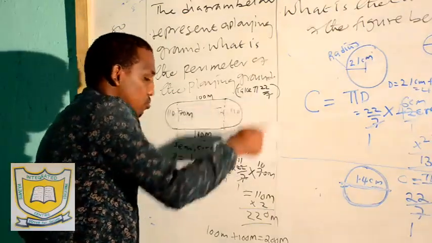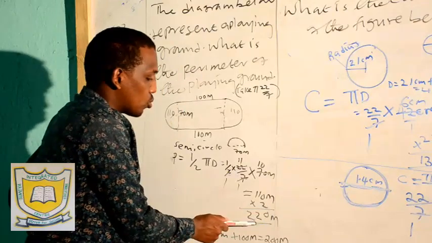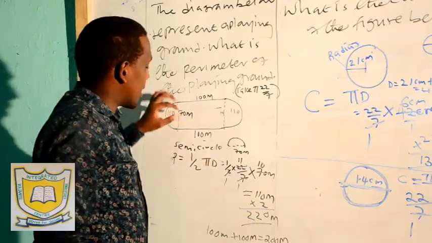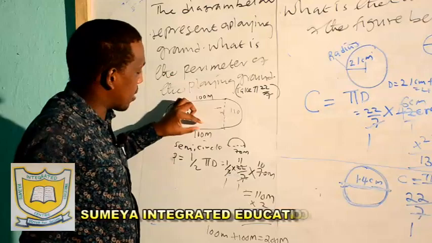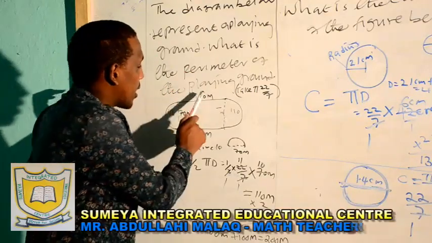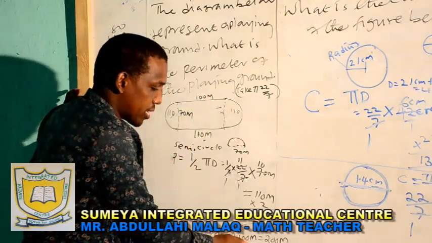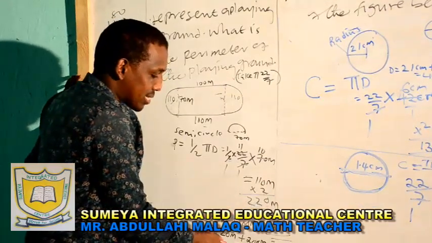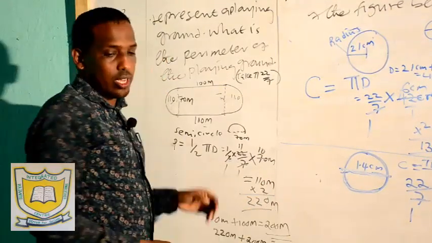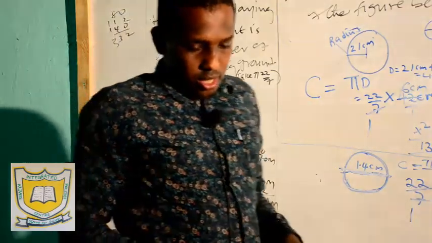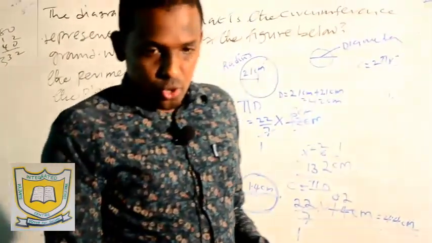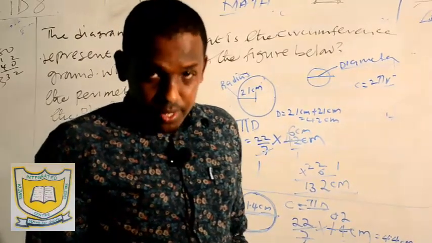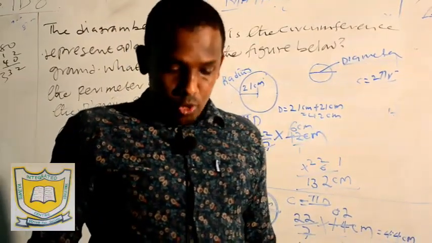There are 2 now, so times 2, you get 220. Now what is remaining is the rectangle. Here is 100, here is 100. So you add 100 plus 100, you get 200 meters. Then add now 220 meters of the semicircles plus that of the rectangle, 200 meters, you get 420 meters. So for today, I will stop it there.